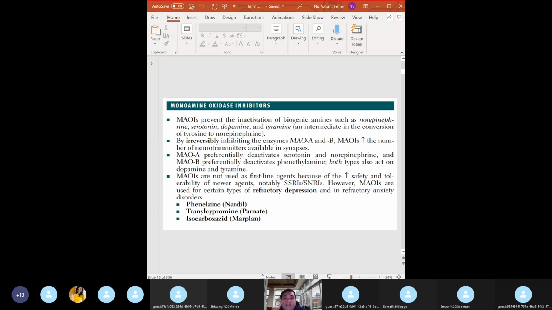So they bind irreversibly to the enzymes MAO-A and MAO-B. So there are two MAOs. Can you imagine that in history, if there were two MAOs? MAOIs increase the number of neurotransmitters available in synapses.